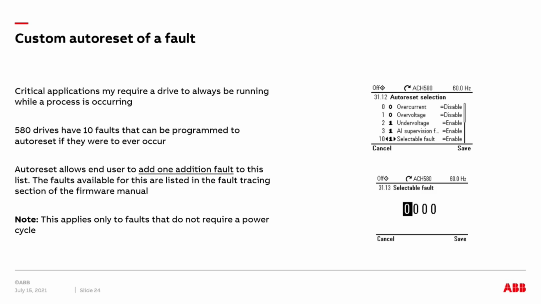So off to the right, I'm showing two screenshots. The first screenshot on the top is highlighting bit 10, where you can turn on the selectable fault option. Once you get out of 31.12, which is the auto reset selection, if you go down to 31.13, this is where you can put in the hexadecimal code for the selectable fault that you would like to reset.